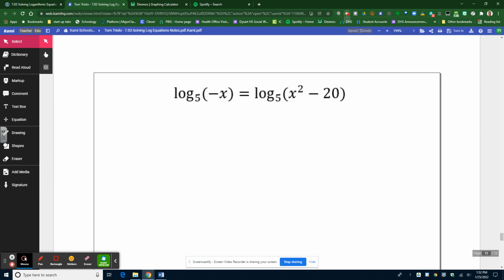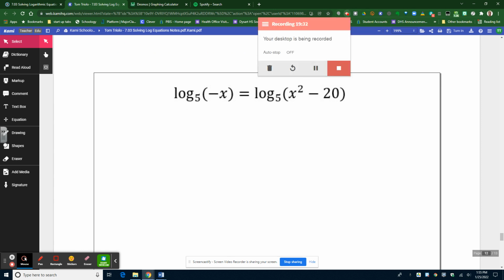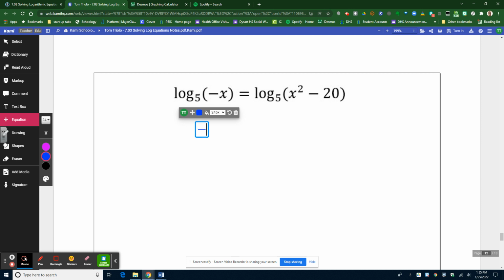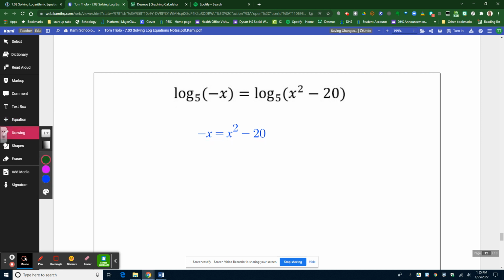Oh, that's. See? What's that, offline mode? So, log 5 goes bye-bye. Negative x equals x squared minus 20. But I need to set it equal to 0. So I need to add x to both sides.